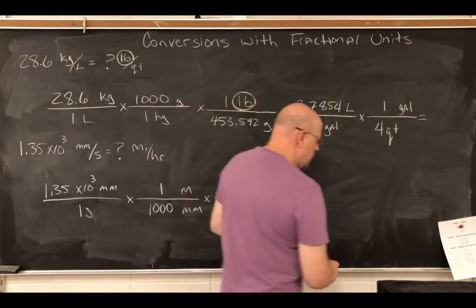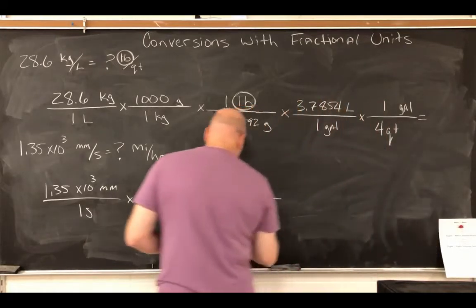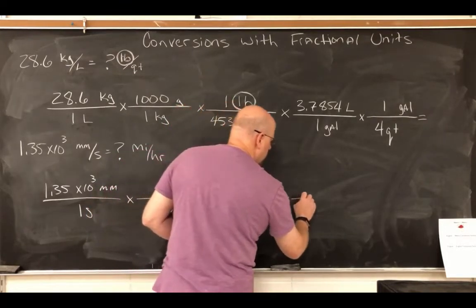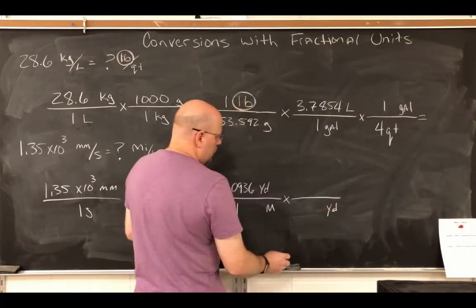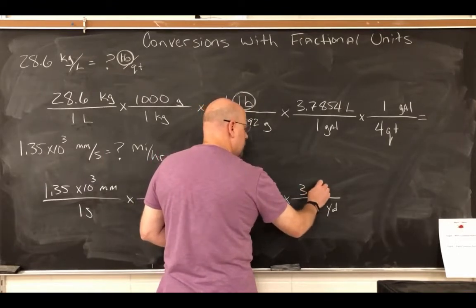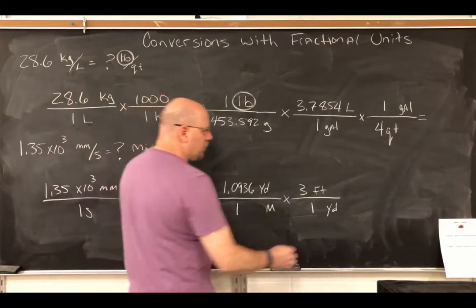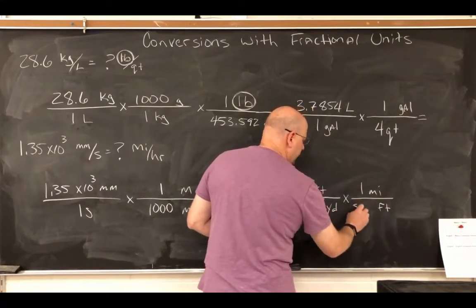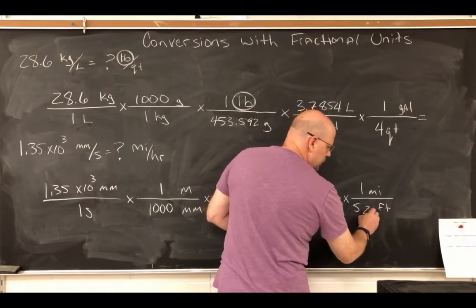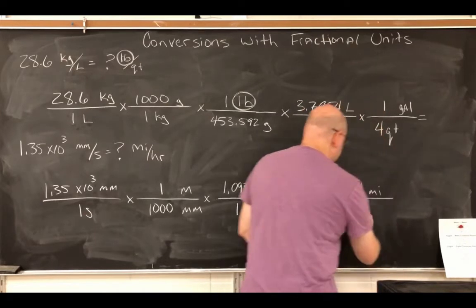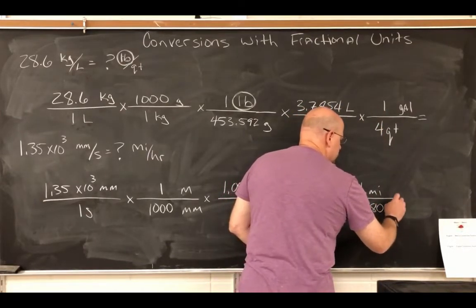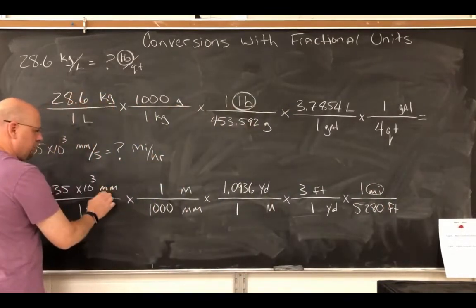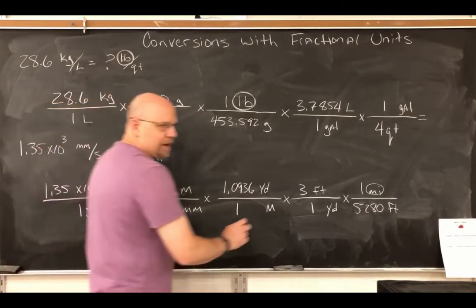Meters to yards. 1 meter is 1.0936 yards. And 1 yard is 3 feet. Again, just getting these conversions off the table. Times feet to miles, and that's 5,280. Since we have our miles that we're looking for, this now takes care of our top unit. Now we need to focus on our bottom unit, seconds.